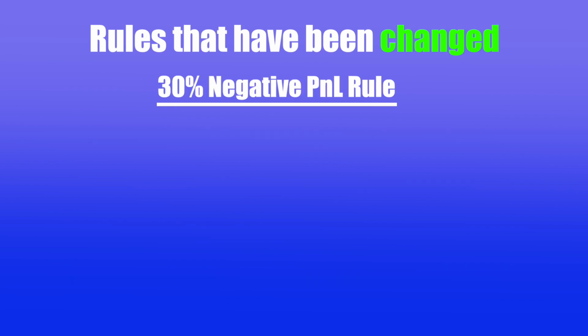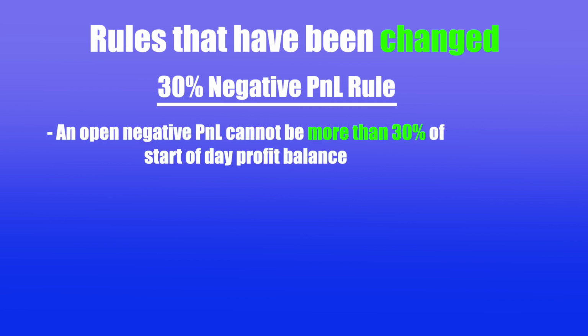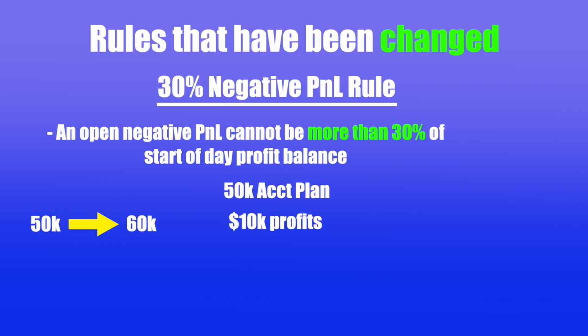Lastly, let's talk about the newly added 30% negative P&L rule, not to be confused with the 30% consistency rule, which we talked about earlier. This rule states that your live, unrealized open negative P&L cannot go past 30% of your start of the day profit balance. So say in a 50K account plan, you raise the balance to 60K, that's $10,000 profits. If you decide to trade one morning with that amount of profits, at any point during the day, you cannot allow an open P&L to go below $3,000. If you do, simply close out the position.